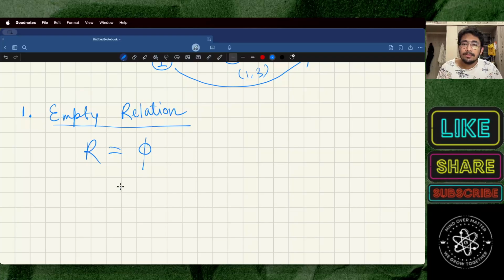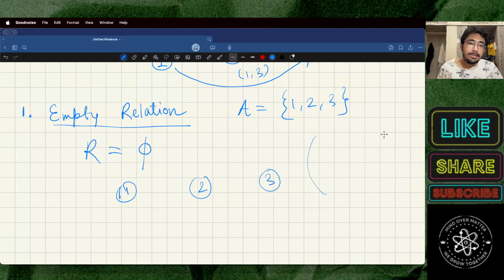One thing to remember is that I will always be talking about A as the set {1, 2, 3}. Here the digraph representation will be like this: there will be no arrows between them. The matrix representation will be a null matrix. There is no element because there is no relation. So this is the empty relation. This tells that no element of A is related to any element of A.